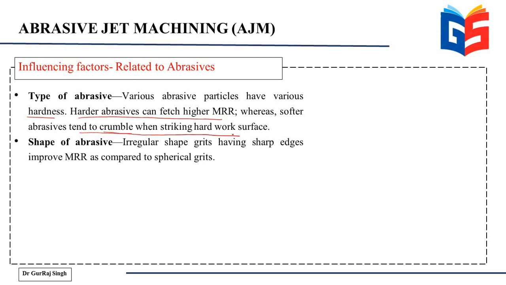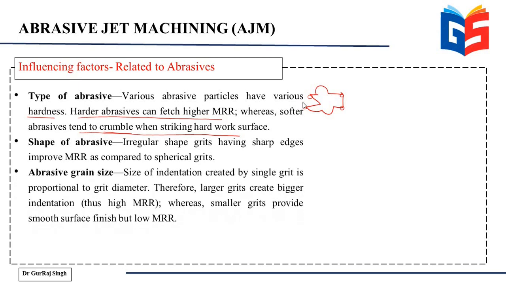the hard workpiece surface. When I talk about the shape of the abrasive, we always prefer the irregular shaped grits which have sharp edges. So an irregular shaped grit like this, which has these sharp edges, is going to act as a very, very efficient abrasive. So these kinds of abrasives are preferred and they tend to have a much higher MRR.